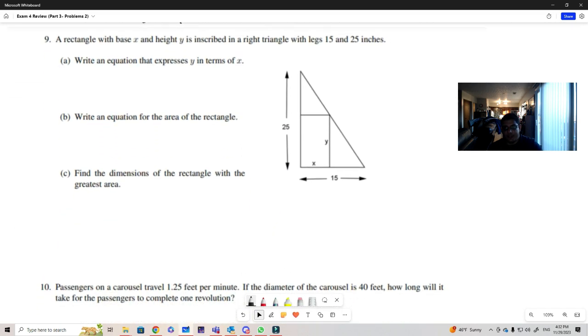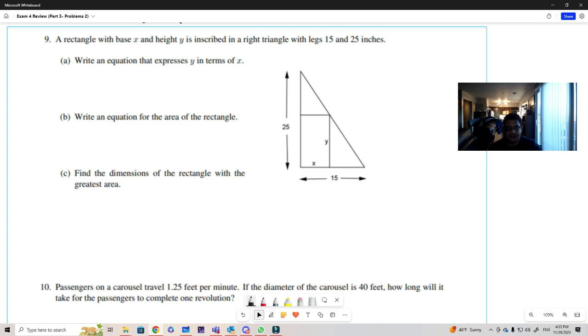Now, problem number 9. For problem number 9, we have that a rectangle with a base x and a height y is inscribed in a right triangle that has legs 15 and 25 inches. So, of course, we want to write an equation that expresses y in terms of x. So we want to somehow relate these quantities. The easiest way to do that is by doing a similarity of triangles.